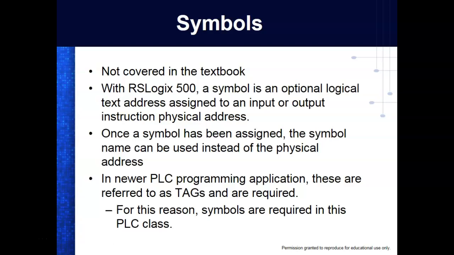In RSLogix 500, a symbol is an optional logical text address assigned to an input or output instruction's physical address. Once a symbol has been assigned, the symbol name can be used instead of the physical address. In Siemens PLC applications, these are called what? Tags. So they give you the ability to set up your tag table before you even start a program, which is really neat. We can set up a symbol table here before we even start a program. And then after that, I'm dealing with names instead of addresses, right?